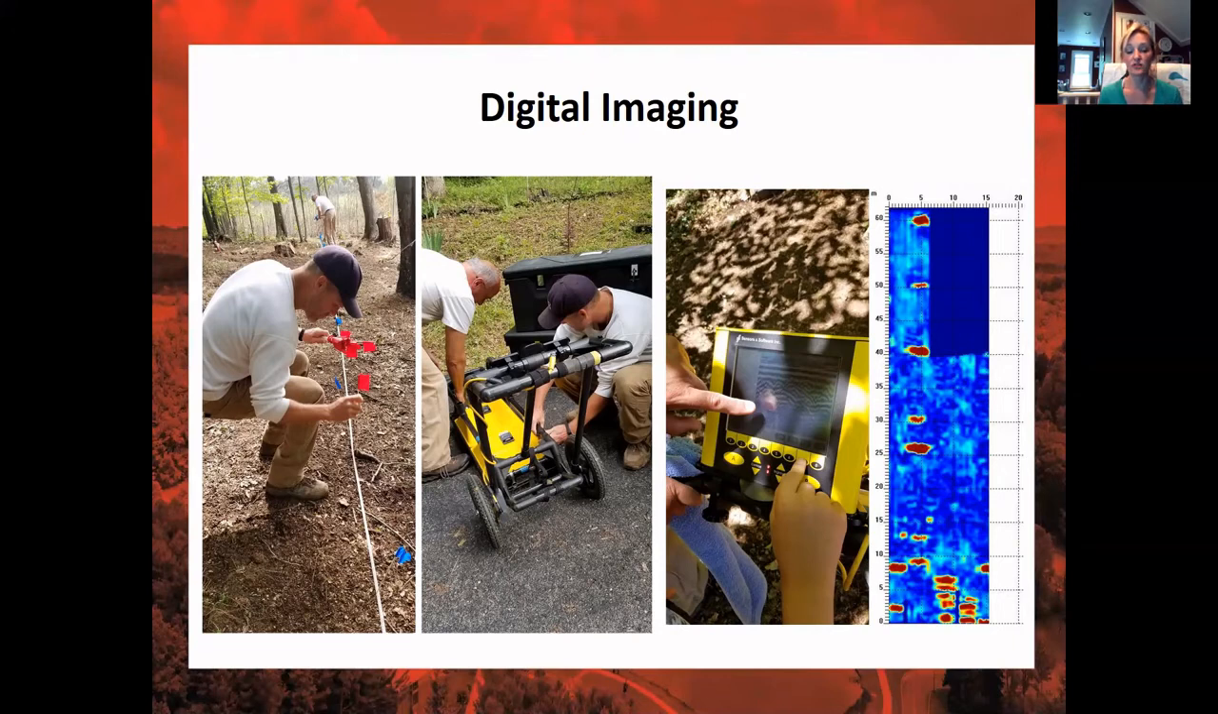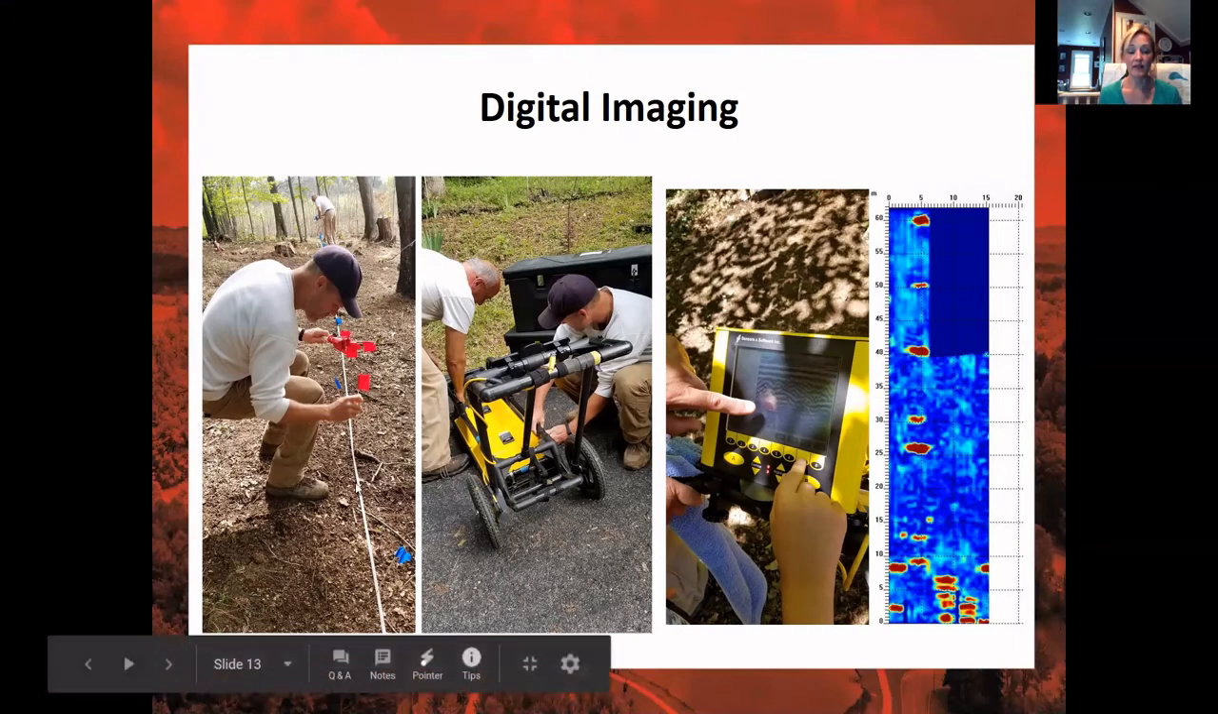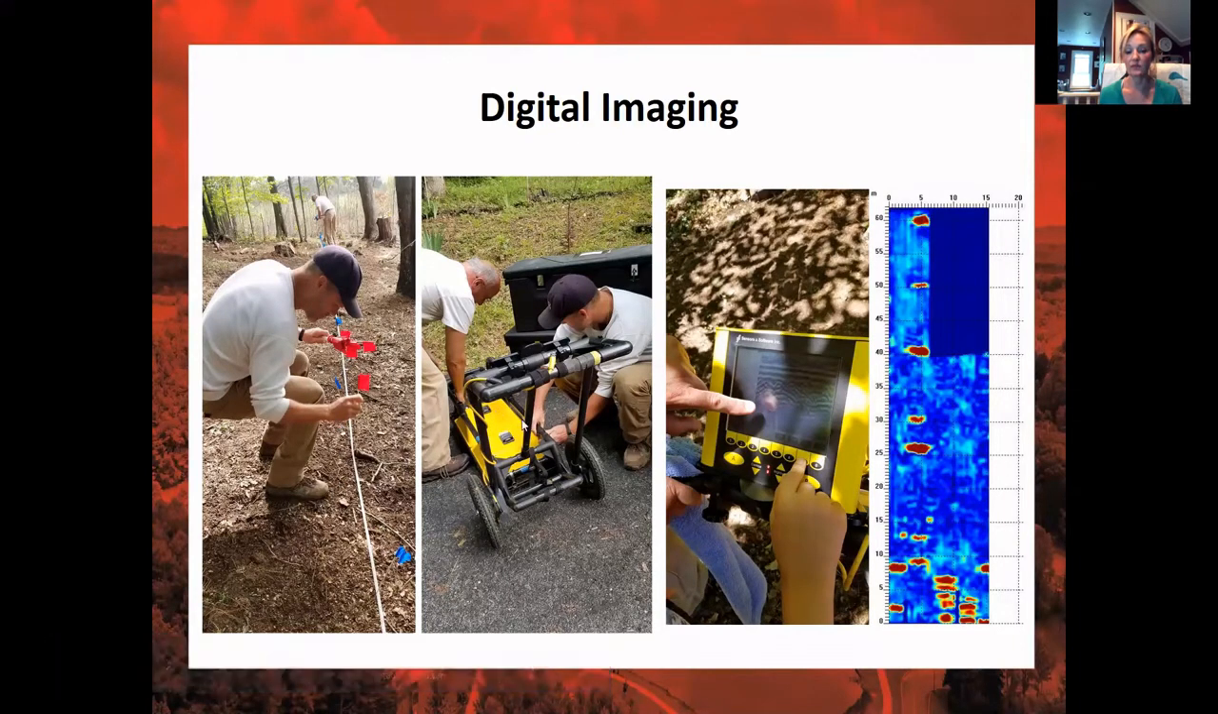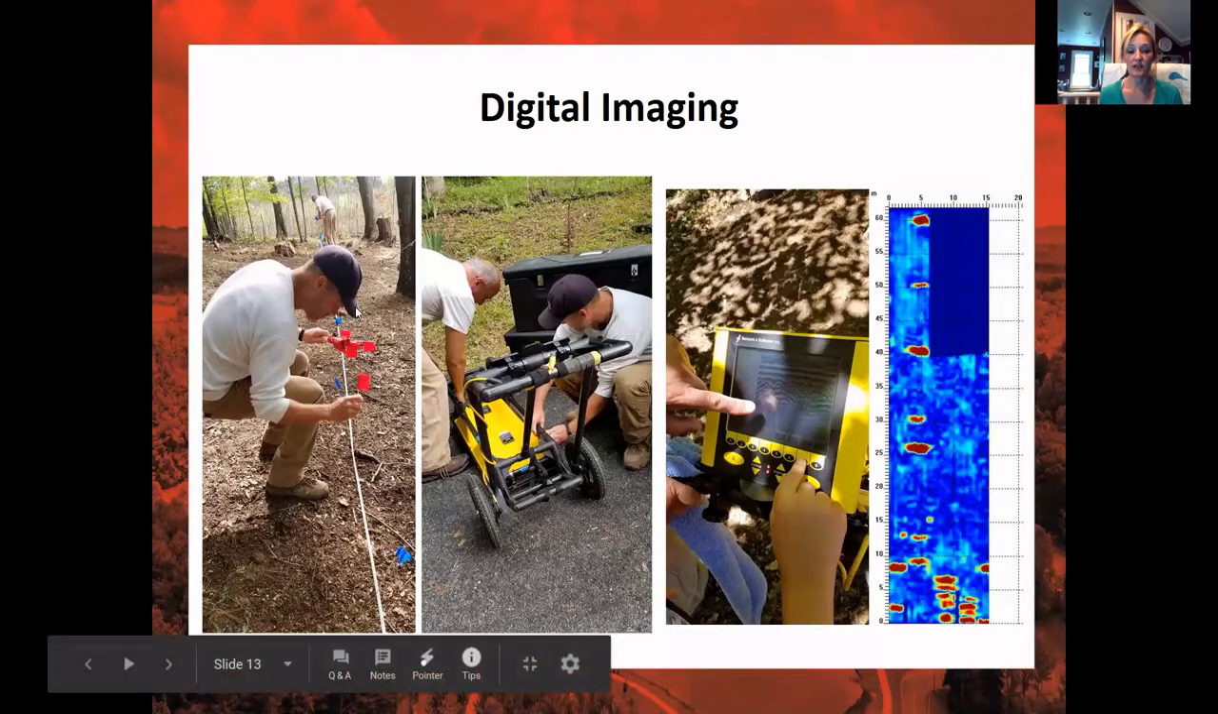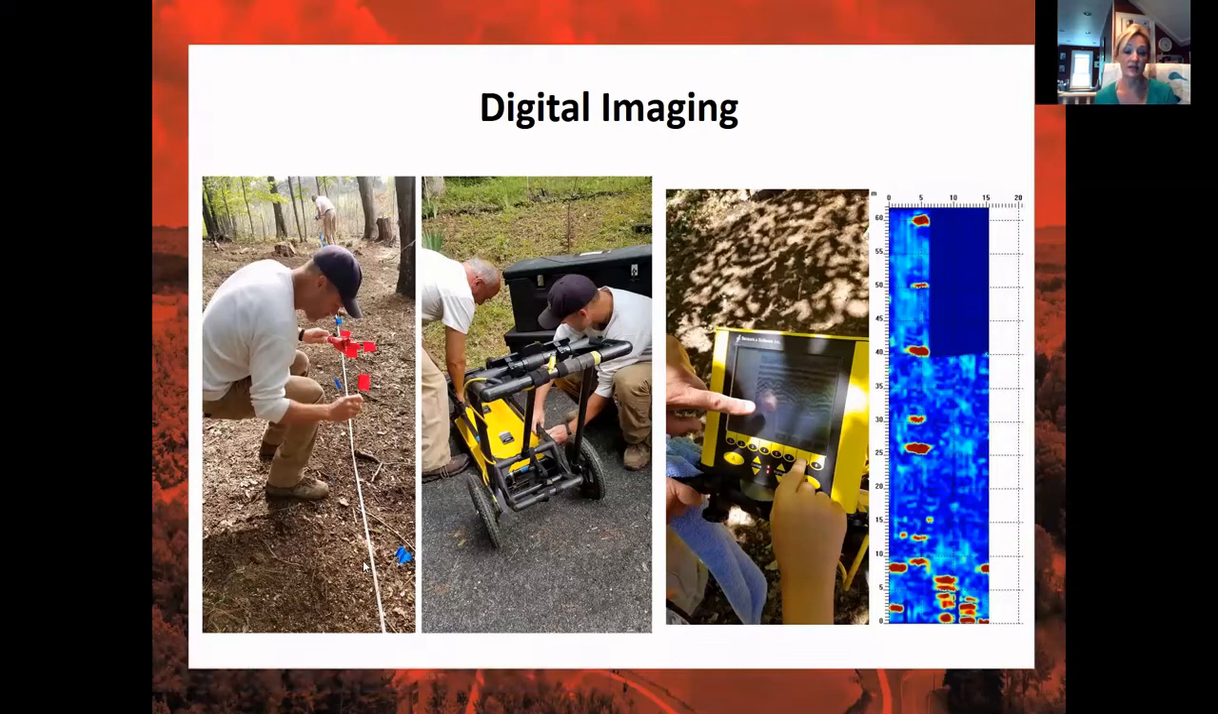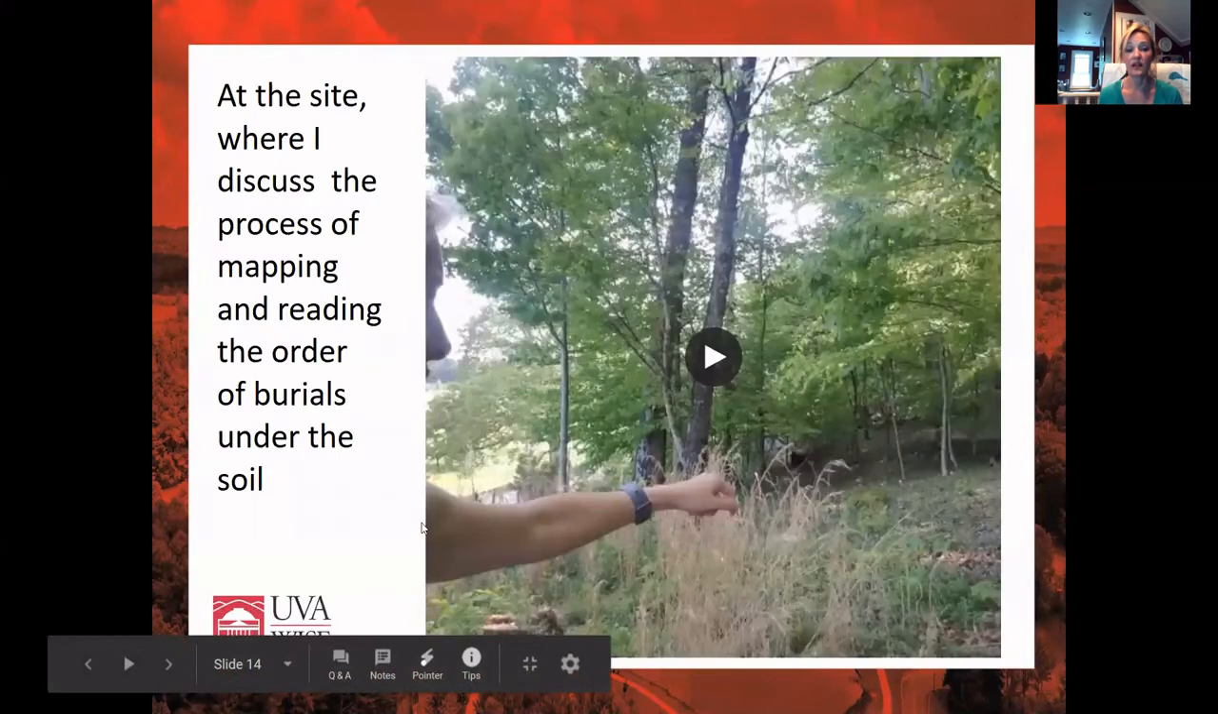So these are just some pictures of us mapping the site first, creating that grid with flags and rope, assembling the machine, and then we ran the machine back and forth along these rows. And it's a challenge when you have lots of roots and you have stumps and things like that, because the machine cannot go over those. So he was concerned initially that we wouldn't be able to get a reading, but we actually did get some very good readings. So here's a video where I actually discuss this process in a little more detail.